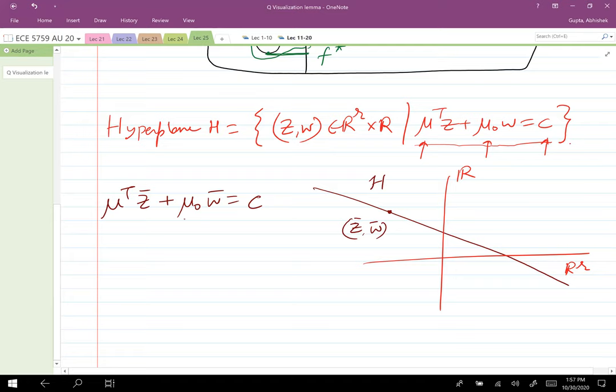So in fact, I can write the expression for this hyperplane in the following fashion, mu transpose z plus mu naught times w equals mu transpose z bar plus mu naught w bar. Okay, it's the same hyperplane. As long as we know one point that lies on the hyperplane, I get the expression for the hyperplane as a function of that point.